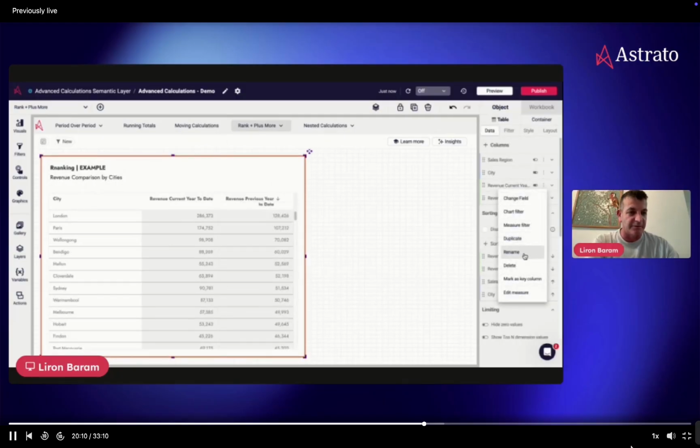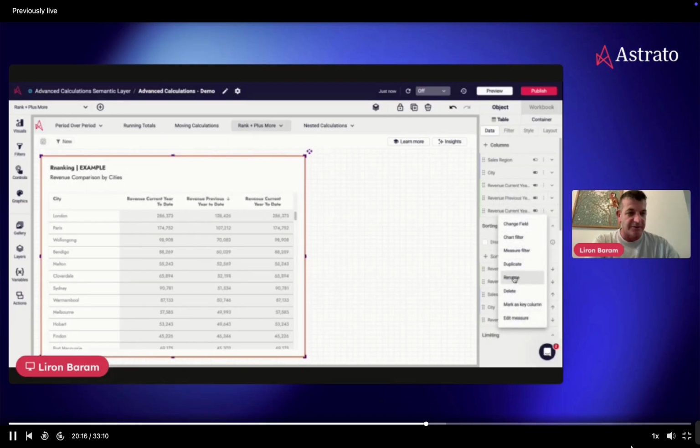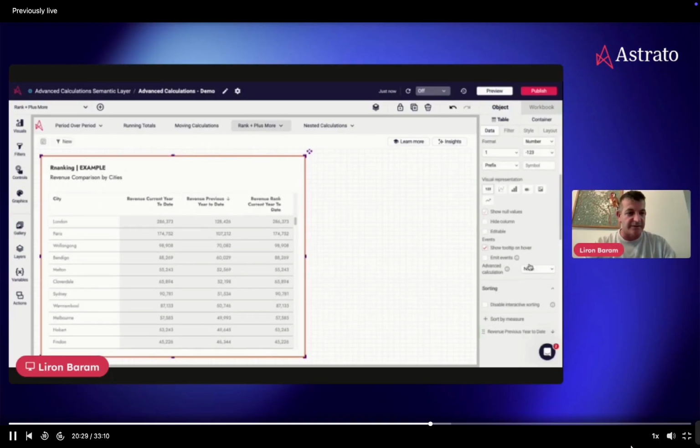I will duplicate the current year to date revenue, so we have the revenue rank current year to date, and we once again go to our advanced calculation and select rank, and we immediately get it. It's descending, so we see that this is the order of the current year.